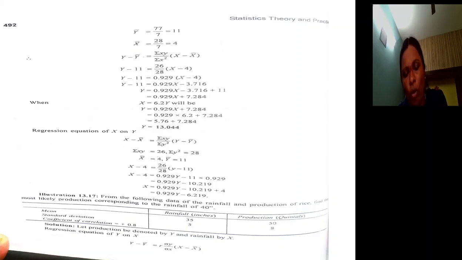So, x minus 4 is equal to 0.929 into y minus 11. So the equation x on y will become 0.929y minus 10.219. So, x is equal to 0.929y minus 10.219 plus 4. The answer is x is equal to 0.929y minus 6.219. So, this is how to come out with the equation x on y.